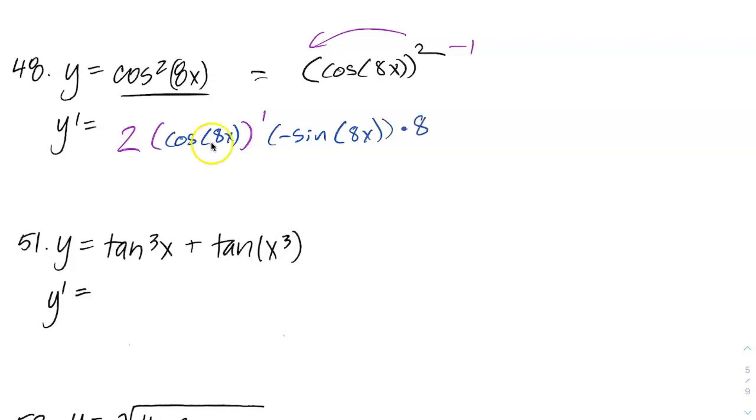8. Right, so take the derivative of the outside: 2 down, subtract 1 off. Leave the inside alone. Times by the derivative of the inside. That's a chain rule. Derivative of cosine 8x is negative sine 8x times the derivative of the inside, 8. So that'll be my answer.